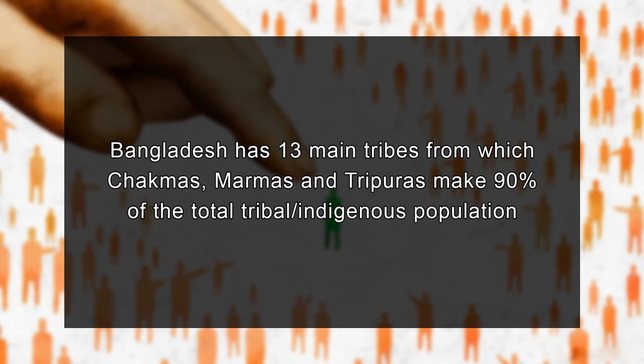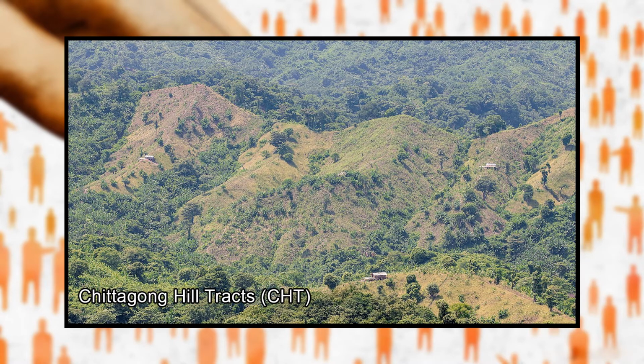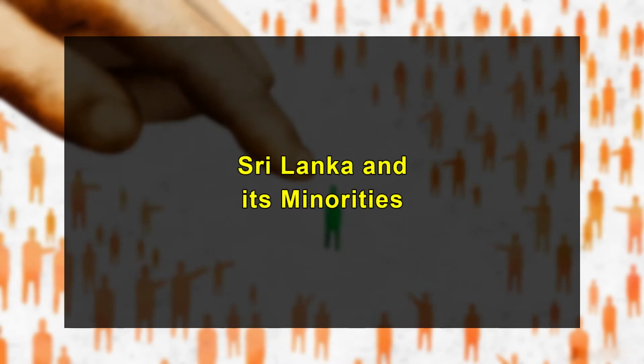Moreover, Bangladesh has 13 main tribes, from which Chakmas, Marmas and Tripuras make 90% of the total tribal indigenous population. Chakmas are the largest group. They are mainly situated in the Chittagong Hill Tracts, where they are also referred to as Juma, which represent 10% of the total land of Bangladesh. Now let's have a look at Sri Lanka and its minorities.